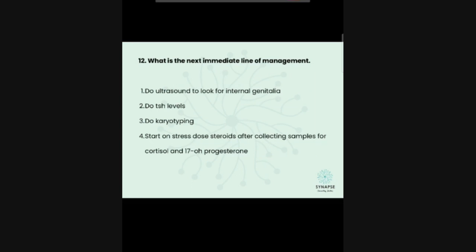Okay. So what will be the next immediate line of management? They are asking for the next immediate line of management. Do ultrasound to look for internal genitalia. Do TSH levels. Do karyotyping. Start on stress dose steroids after collecting samples for cortisol and 17-hydroxyprogesterone.